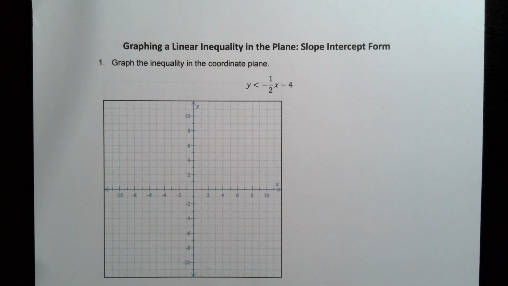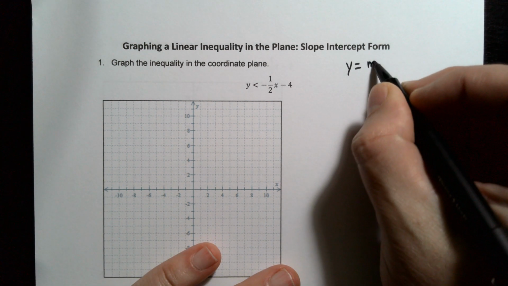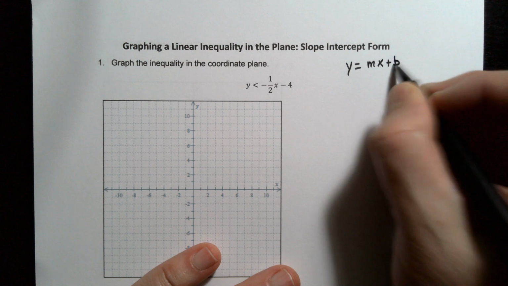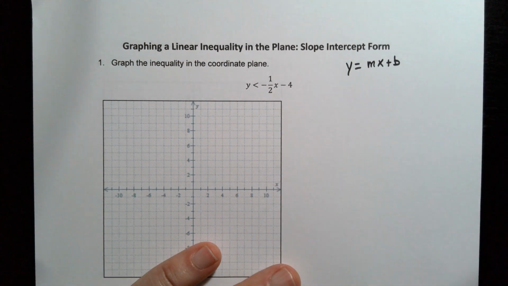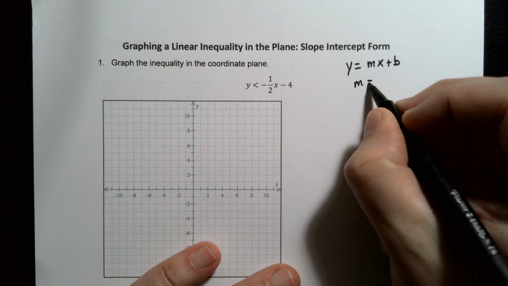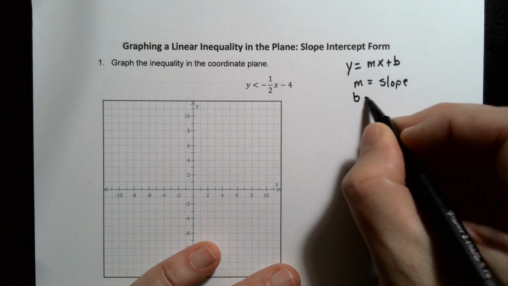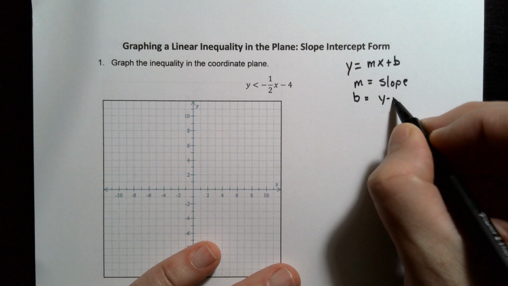In this video, we'll be graphing a linear inequality in the plane, and these are going to be in slope-intercept form. Okay, so recall what slope-intercept form is. y is equal to mx plus b. Okay, so without the inequality, and we will deal with the inequality in a minute, if it's in slope-intercept form, m is your slope, and b is your y-intercept.